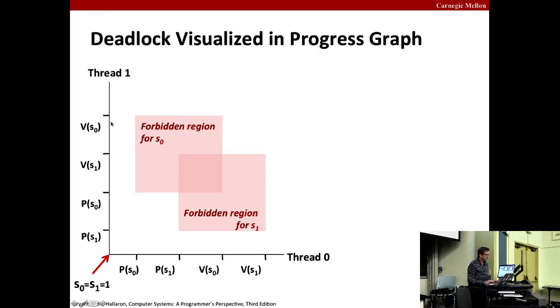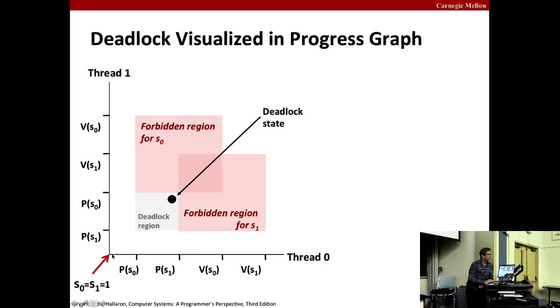And if you do the same thing for semaphore 0, here in thread 1, we're acquiring semaphore 0 here and releasing it here. And in thread 0, we're acquiring it here and releasing it here. So if you take the intersection of those two, you get this forbidden region for S0. Now the problem is this region here, this so-called deadlock region.